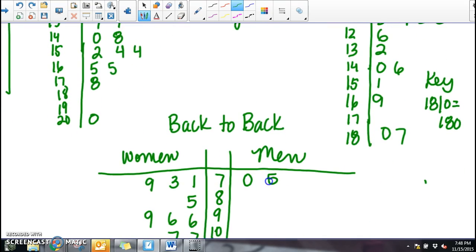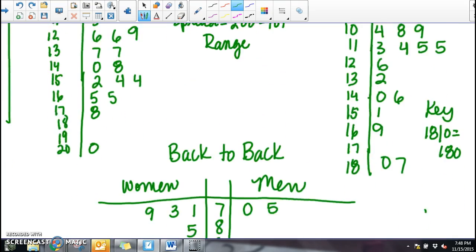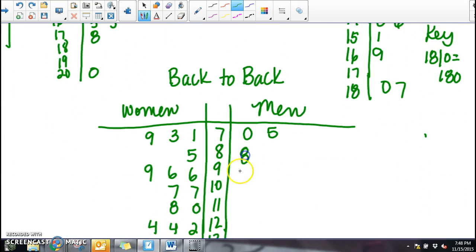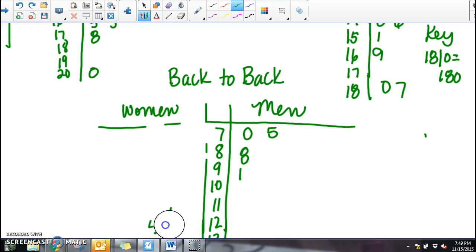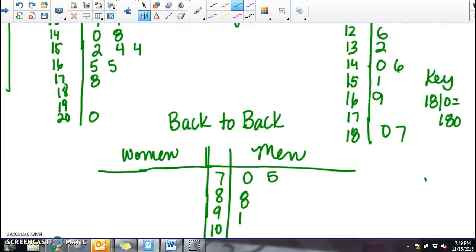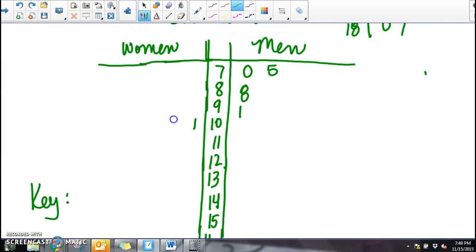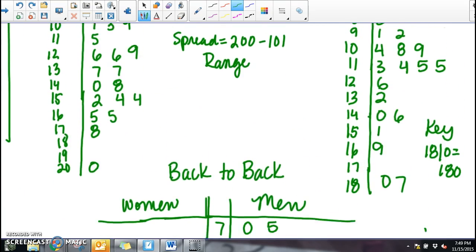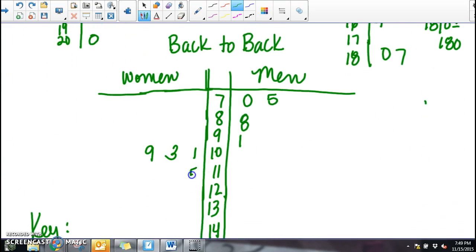So for men, you would just recopy theirs over here. 8, 1, 2. And then you can, oh, whoops. Sorry. These need to be moved down to where they belong. I apologize. So on a back-to-back, make sure you line everything up right. This needs to start with 10. So that would be 1, 3, 9. And then 5, 6, 6, 9. I'll just do a couple rows. Not getting it all out there, but you continue that on.